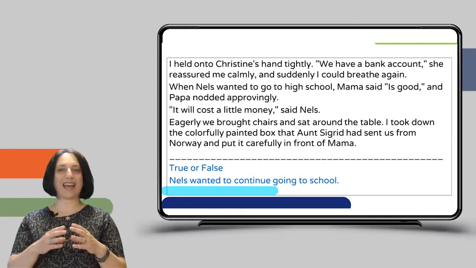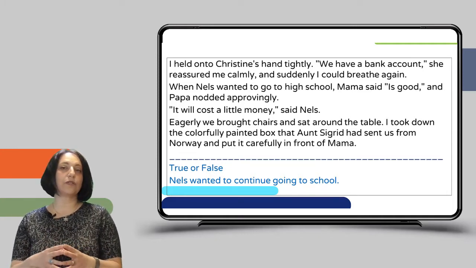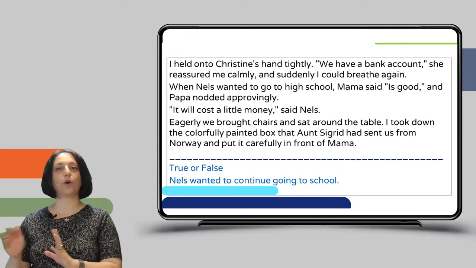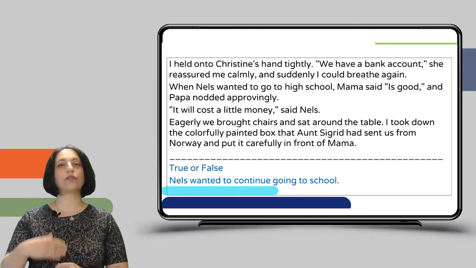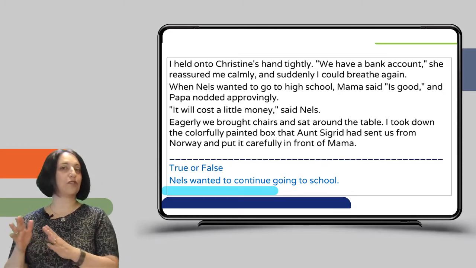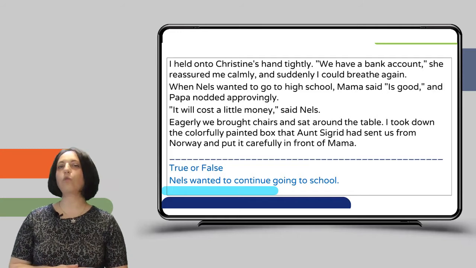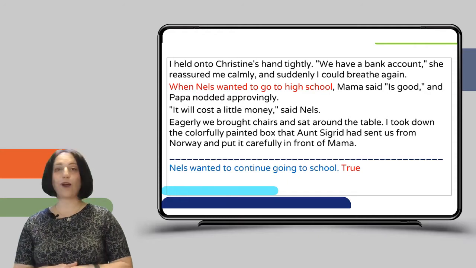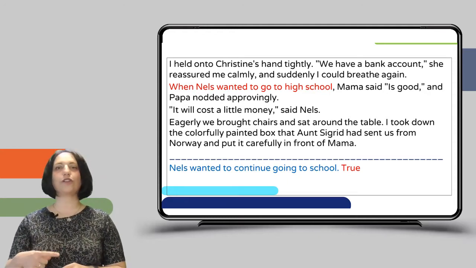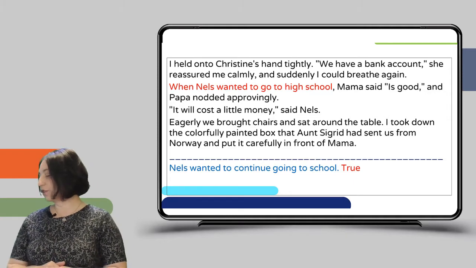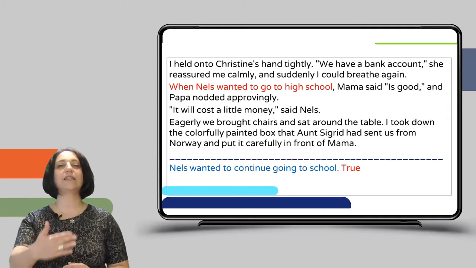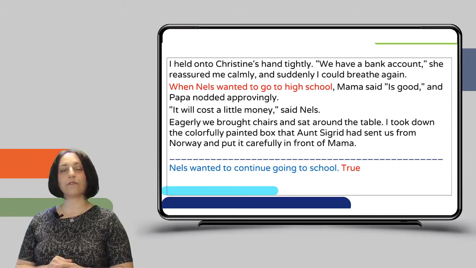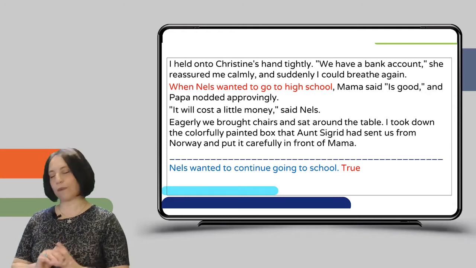Probably Nels went to elementary school, and at the end of elementary school, some students went to high school and some students stopped and went to work. So Nels wants to go to high school. Is this true or false? And where can you see this in the story? Right, when Nels wanted to go to high school, so this sentence, he wanted to continue going to school, that is true. Good. If you got that right, then you understood this part of the story.